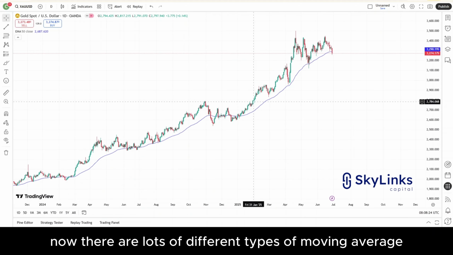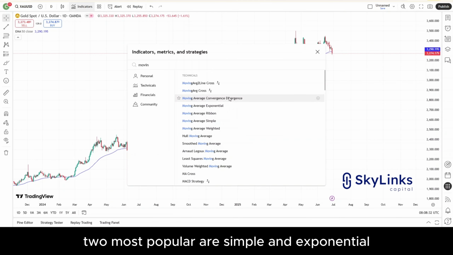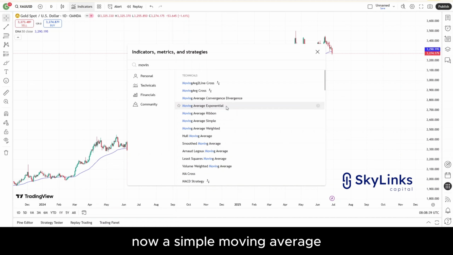Now there are lots of different types of moving average. The two most popular are simple and exponential. A simple moving average gives weight to the longer term and is less sensitive to short-term spikes, whereas an exponential puts more weight on recent prices and is more responsive to current or recent price changes. I tend to lean to the exponential, but it's up to you which one you use.